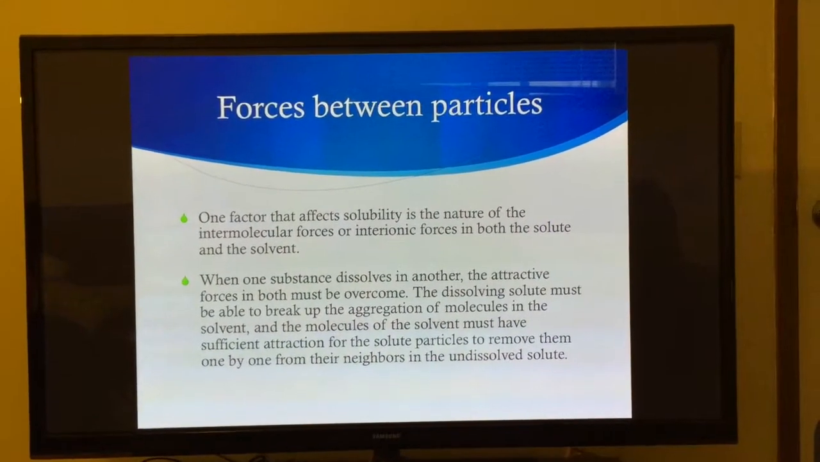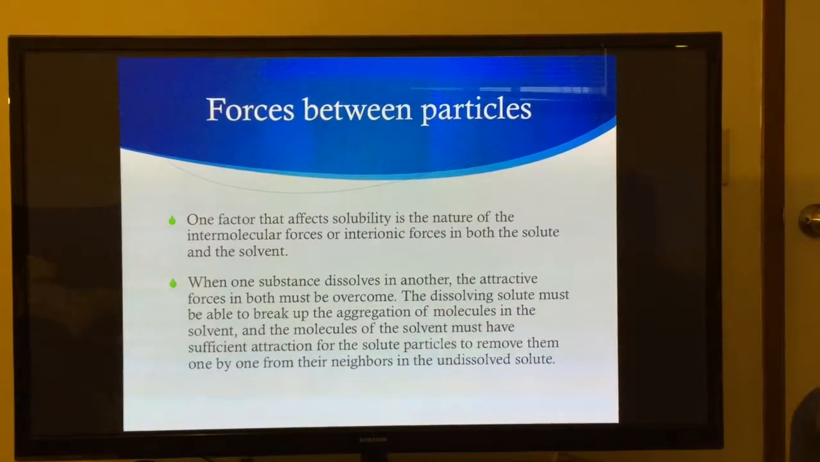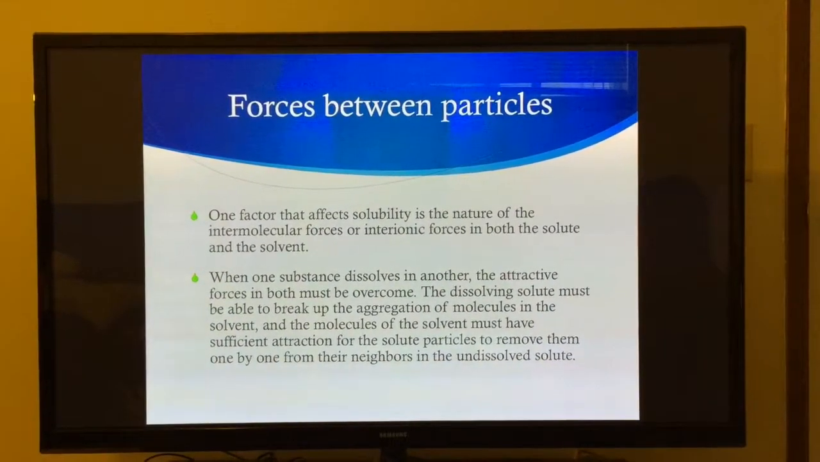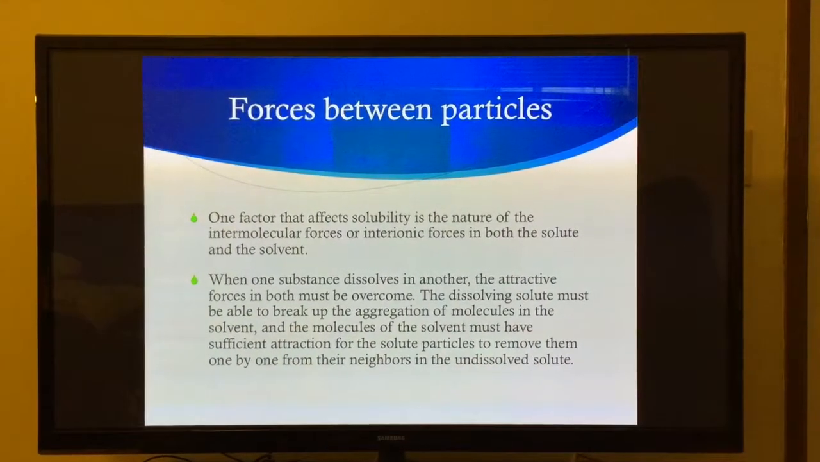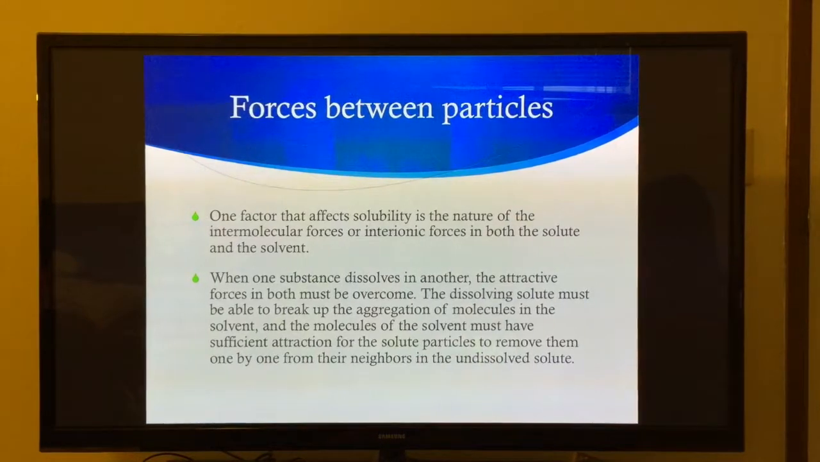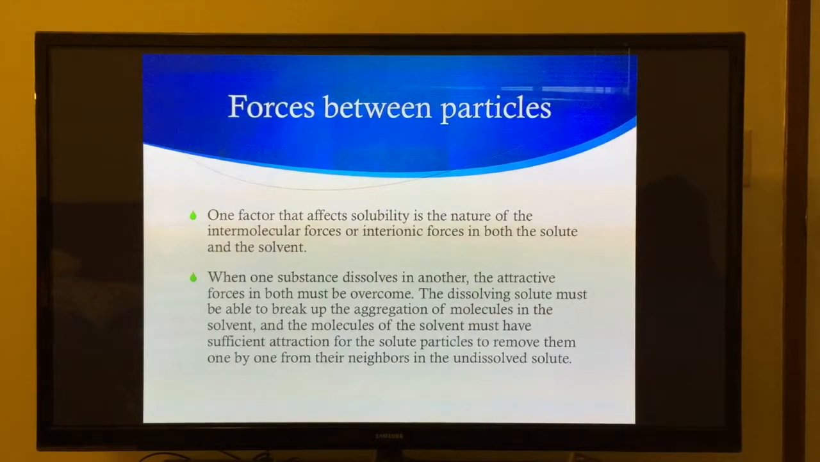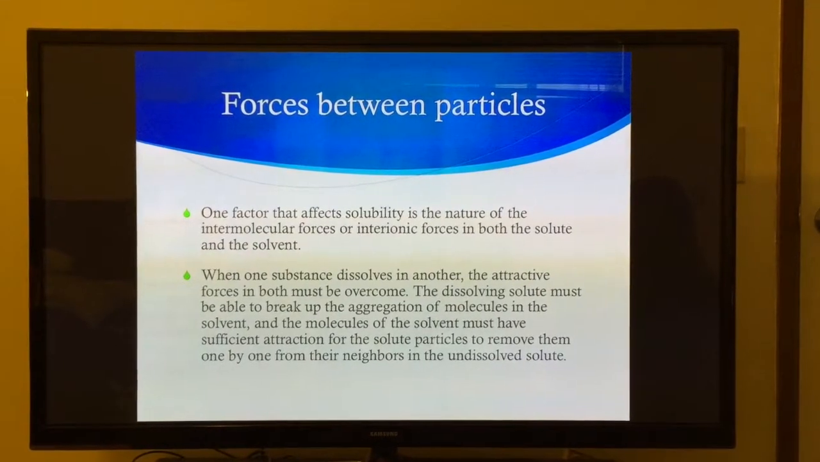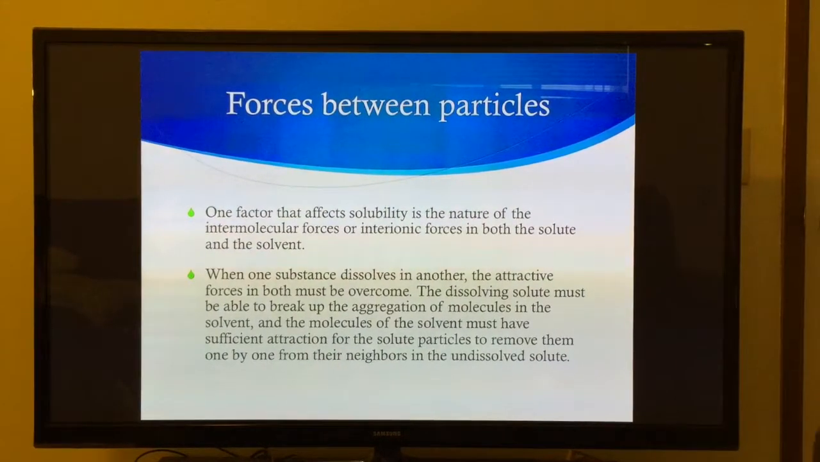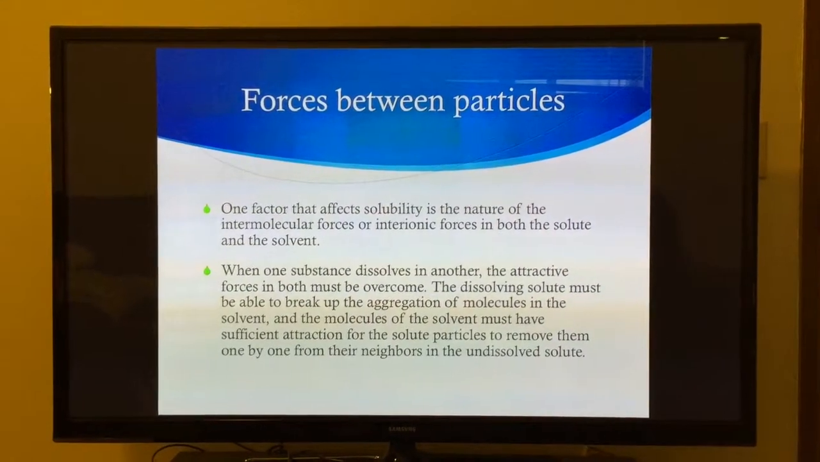One factor that affects solubilities is the nature of intermolecular forces or interionic forces in both the solute and the solvent. When one substance dissolves in another, the attractive forces in both must be overcome. The dissolving solute must be able to break up the aggregation of molecules in the solvent, and the molecules of solvent must have sufficient attraction for the solute particles to remove them one by one from their neighbors in the undissolved solute.